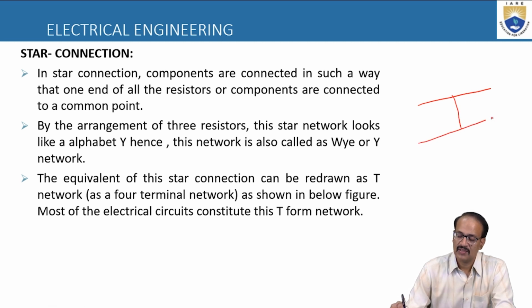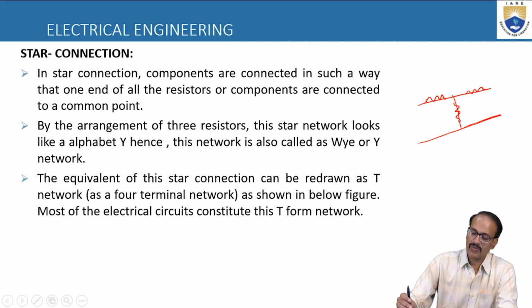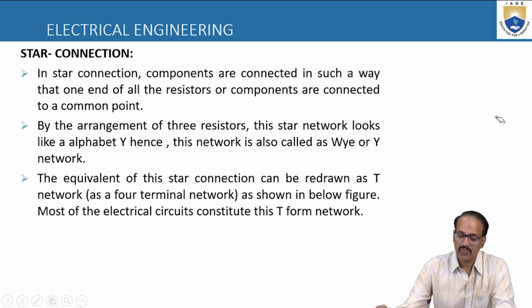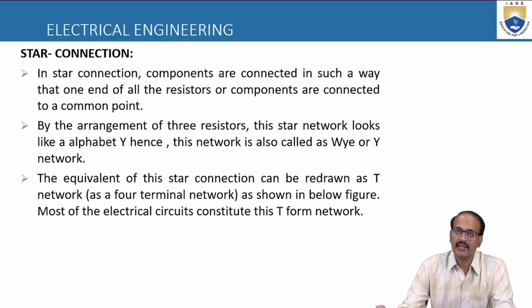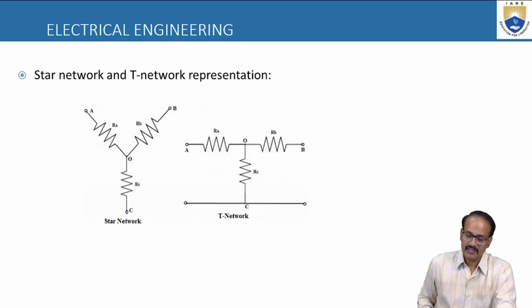That means the ground line, we will remove it and consider. There will be three elements, three resistors, each with one end connected to a common point. This T network, we will call it a Y or a star connection.